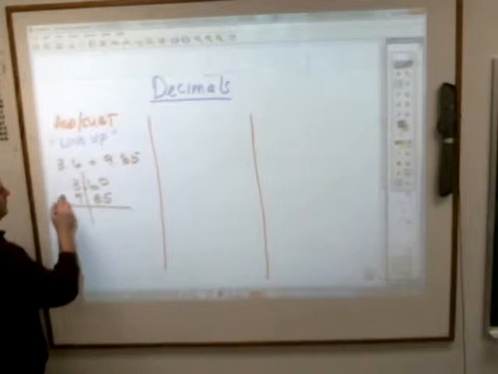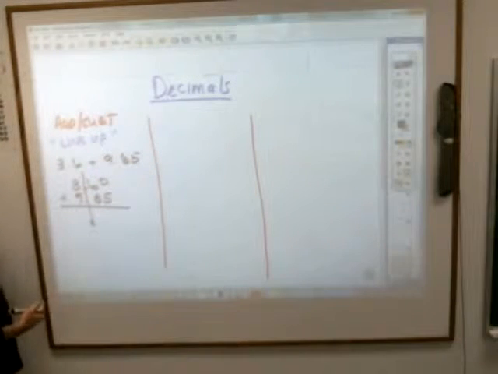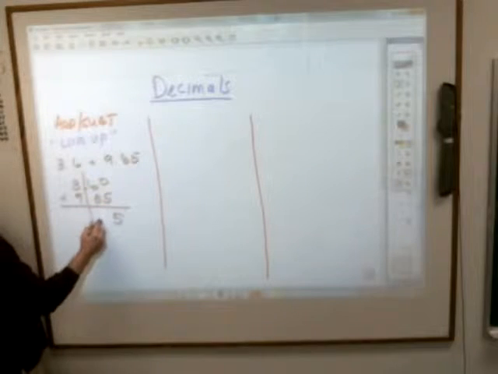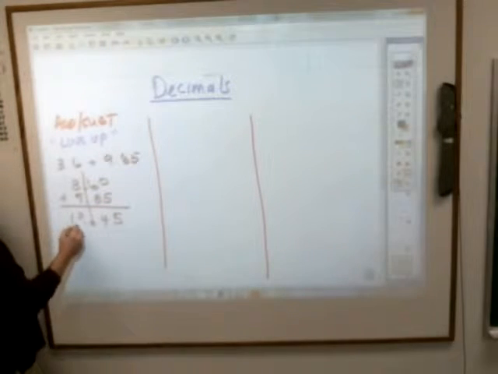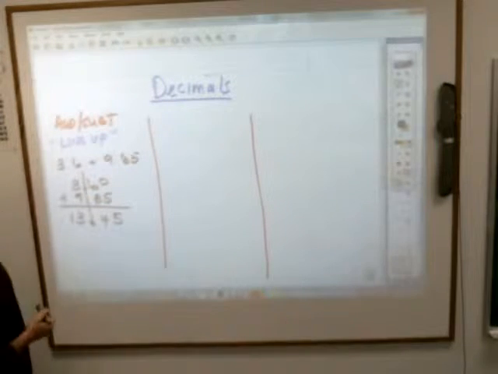And then when you add them up, where does the decimal go in the answer? Right there on that same line. Line up the decimals. 13.45.